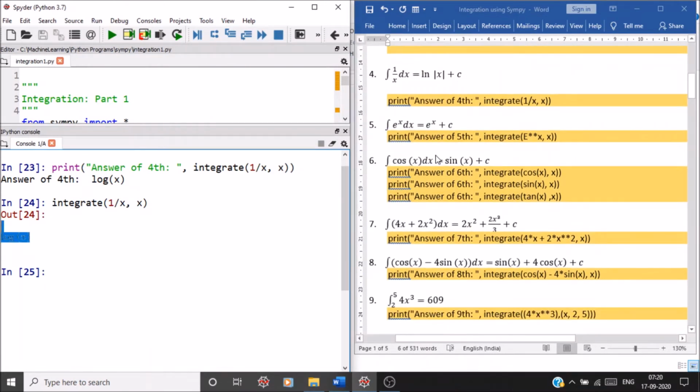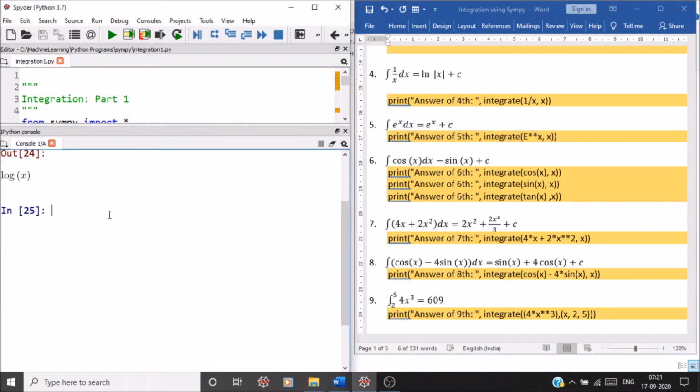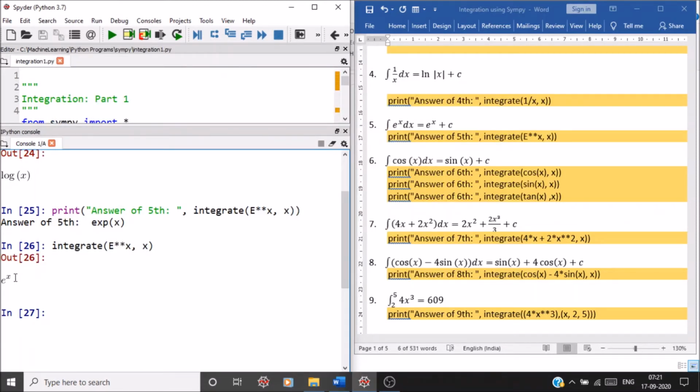Next we can see integration e to the power x dx is nothing but e to the power x plus c. Okay, so that already we know. So we have to execute it. In SymPy, you can see here, integrate e to the power x, and the answer is exponential x. Okay, so if you execute only this particular part, you can see the result. So the result is e to the power x.